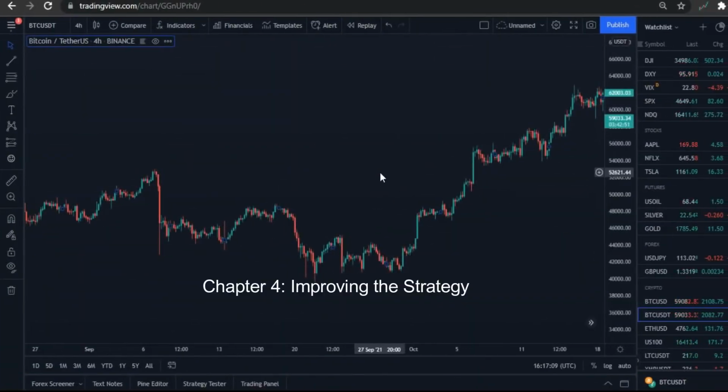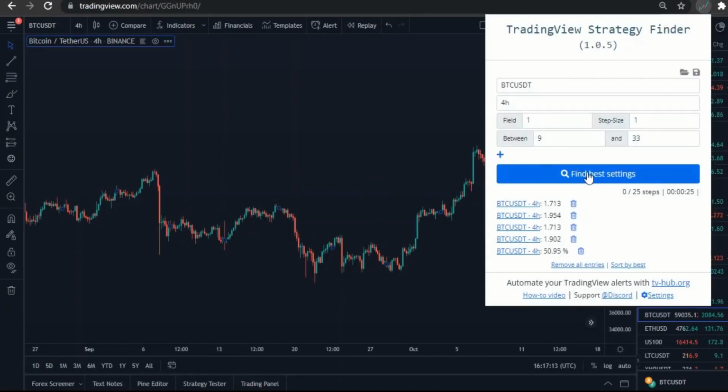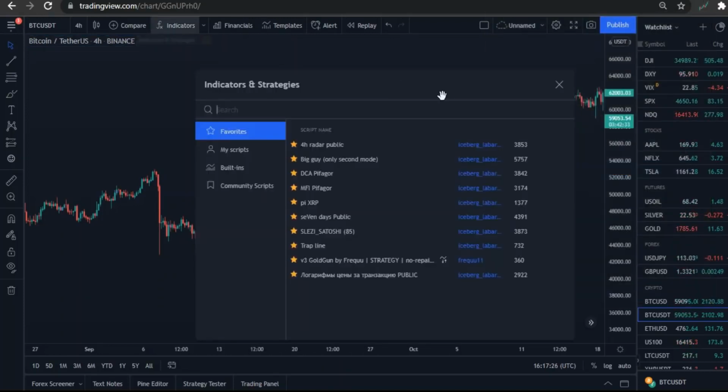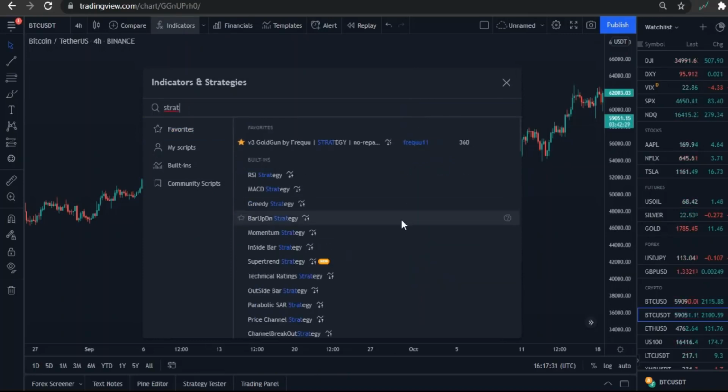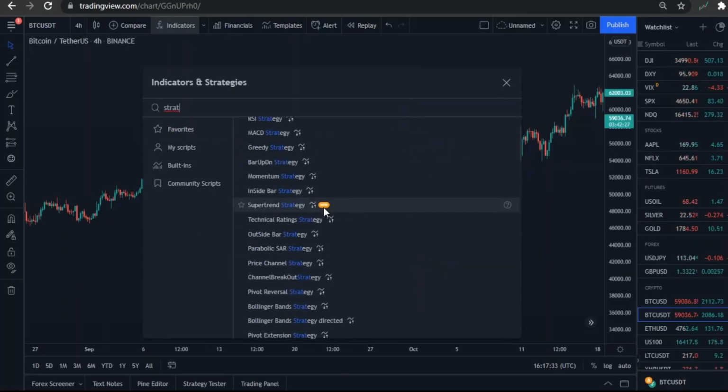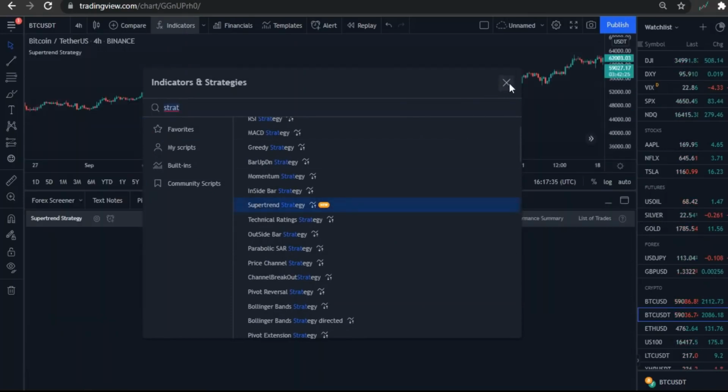In the last section of this video, we will talk about a magical tool that can improve any strategy in a simple and effective way. Well, we talked in a previous video about this tool, but we did not give it enough time, so we will continue explaining it now. Okay, let's pick up any other strategy. And let it be Super Trend strategy.